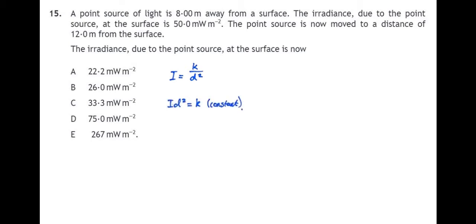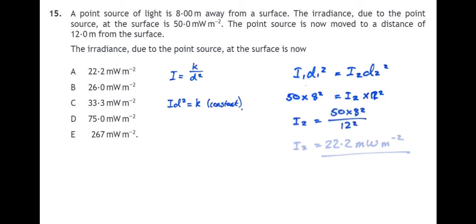If we rearrange that, we get this. Irradiance multiplied by d squared is always equal to some constant. We can therefore write the formula like this: I1 d1 squared equals I2 d2 squared, which means the irradiance multiplied by the square of the distance at one place will be equal to the irradiance multiplied by the square of the distance at any other place. In this case, I1 is 50 milliwatts per square meter, and d1 is 8 meters. d2 is 12 meters. So we can insert those numbers into the formula, change things about a little bit, and we get a value for I2 of 22.2 milliwatts per square meter, which is answer A.